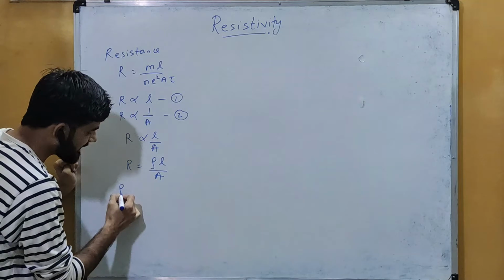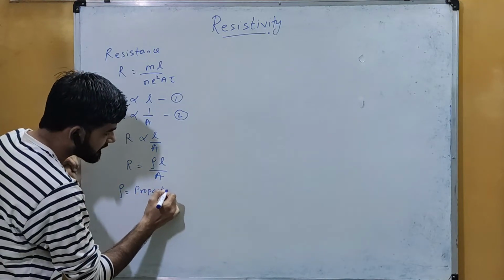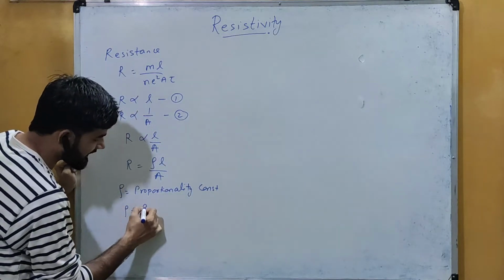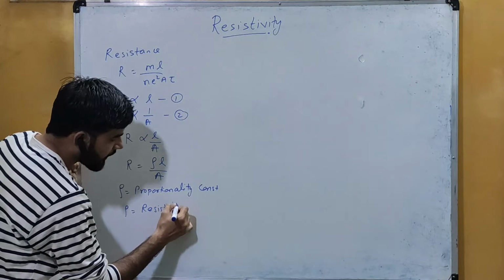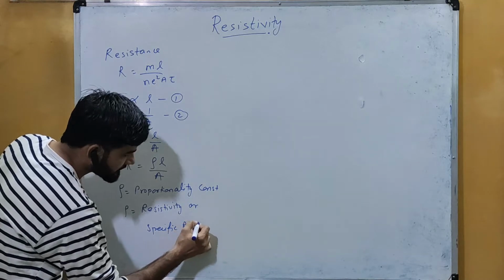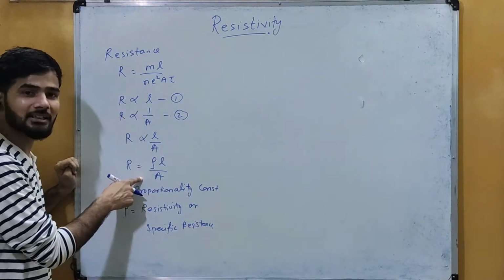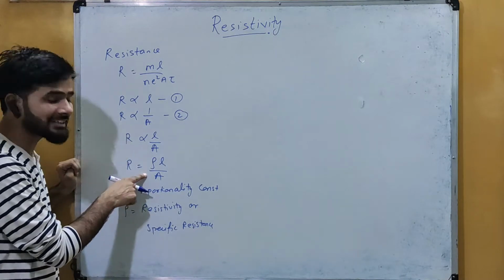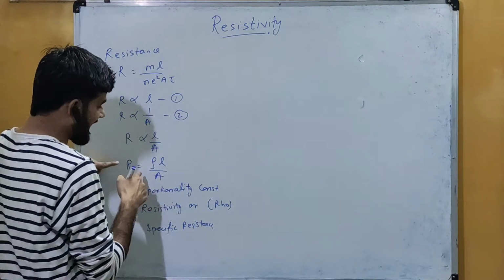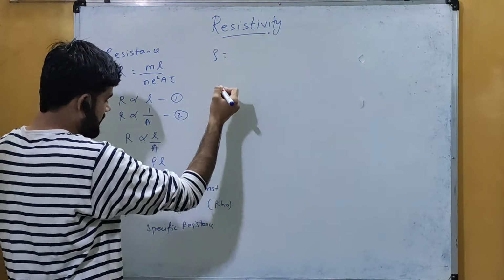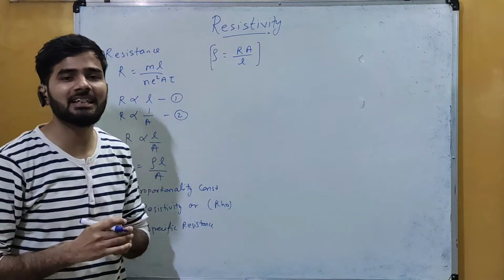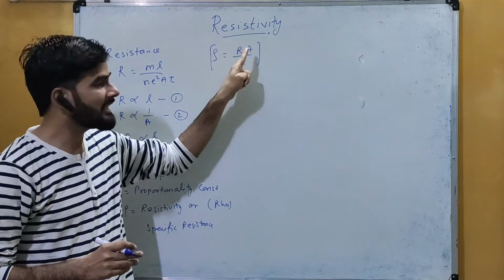Here this ρ is the proportionality constant, and this ρ is called the resistivity, or it is also called specific resistance. So here we got the term specific resistance or resistivity, that is rho. Now from this equation I can write ρ = RA/L. This is how we can find the resistivity of any material having resistance R, area A and length L.